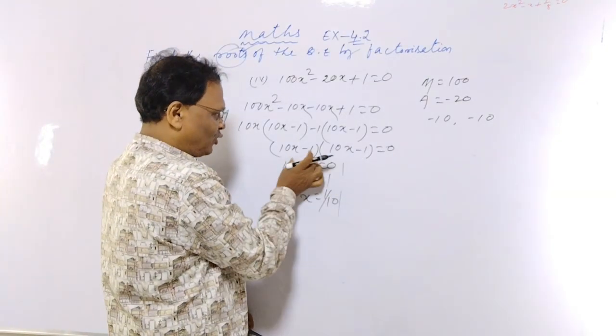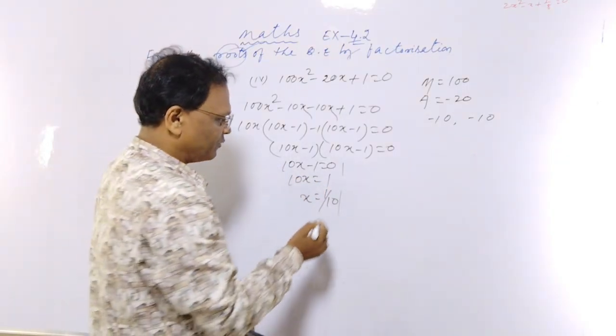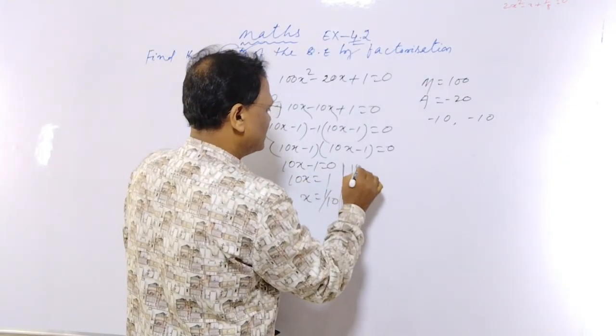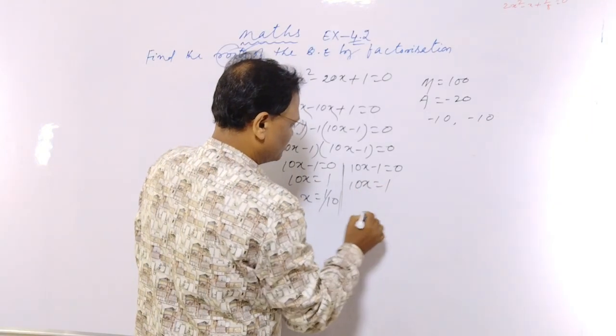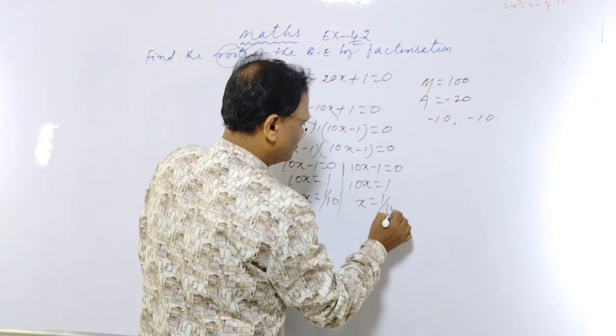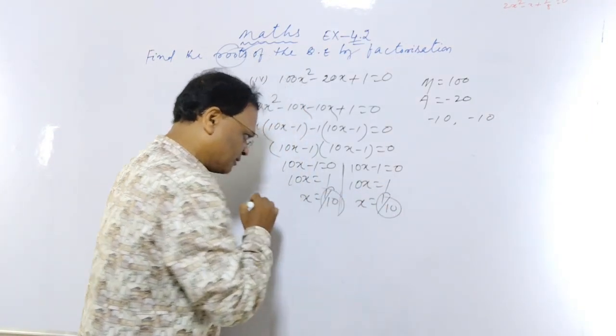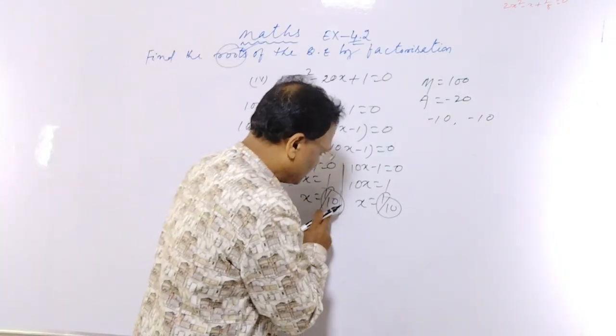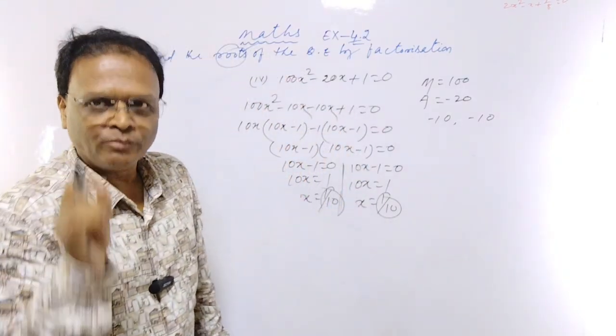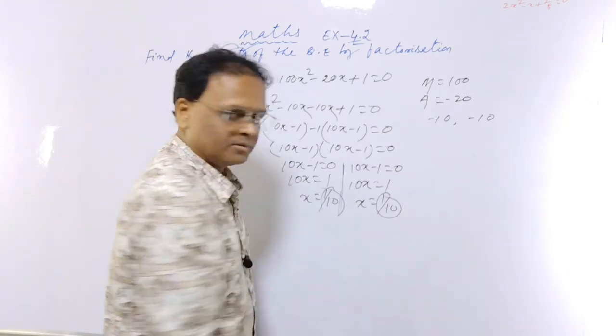Why? Two factors are exactly equal. So obviously, the second one is again 10x minus 1 equals to 0, 10x is equals to 1, x is equals to 1 by 10. So what are the two roots? The two roots are 1 by 10 and 1 by 10, and both the roots are exactly equal.